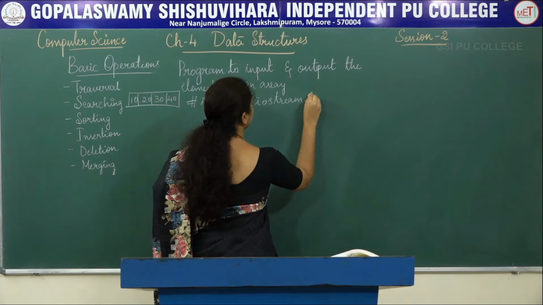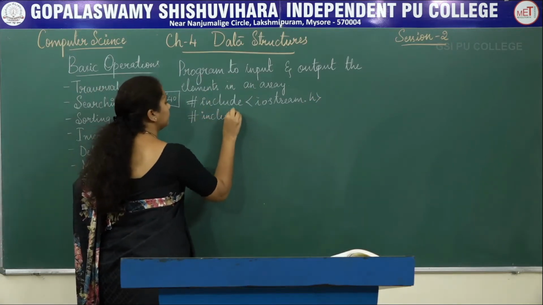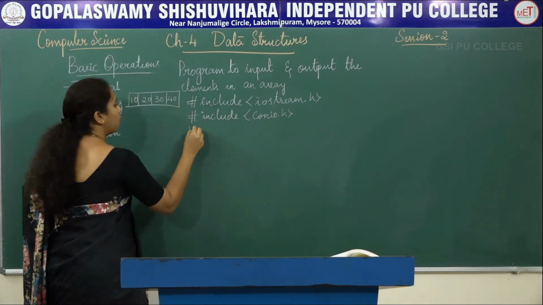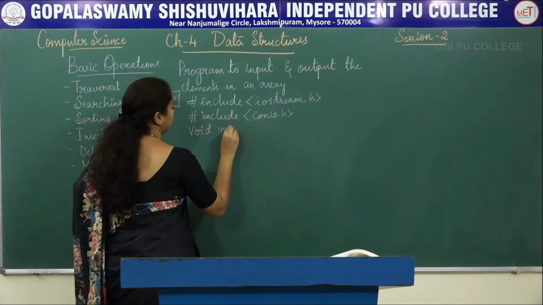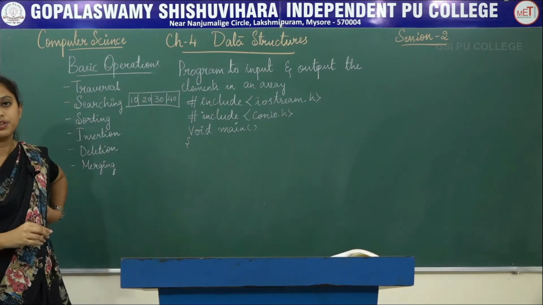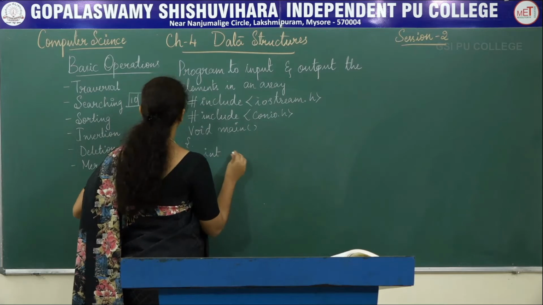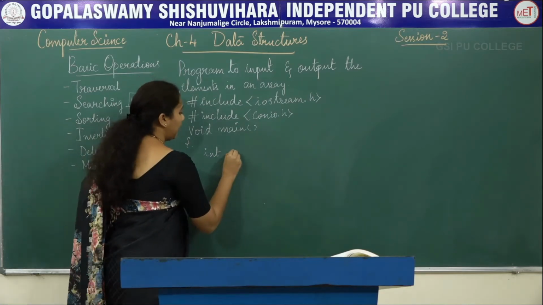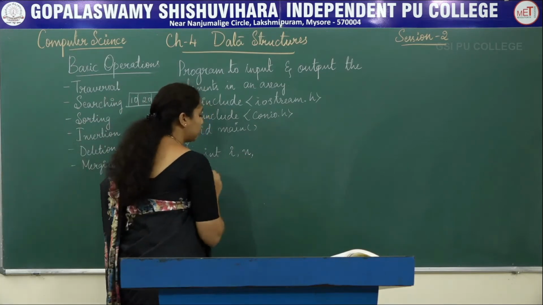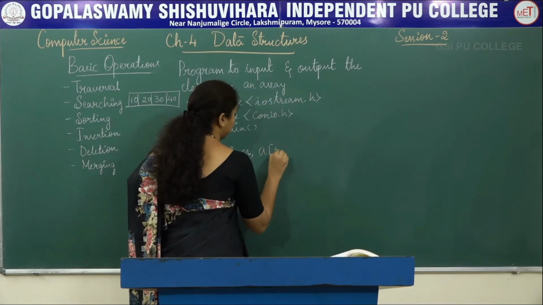iostream.h, #include conio.h, void main. Yes. What are the variables we have to declare here? We have to declare the variables like i, n, and we have to create an array of size 5.